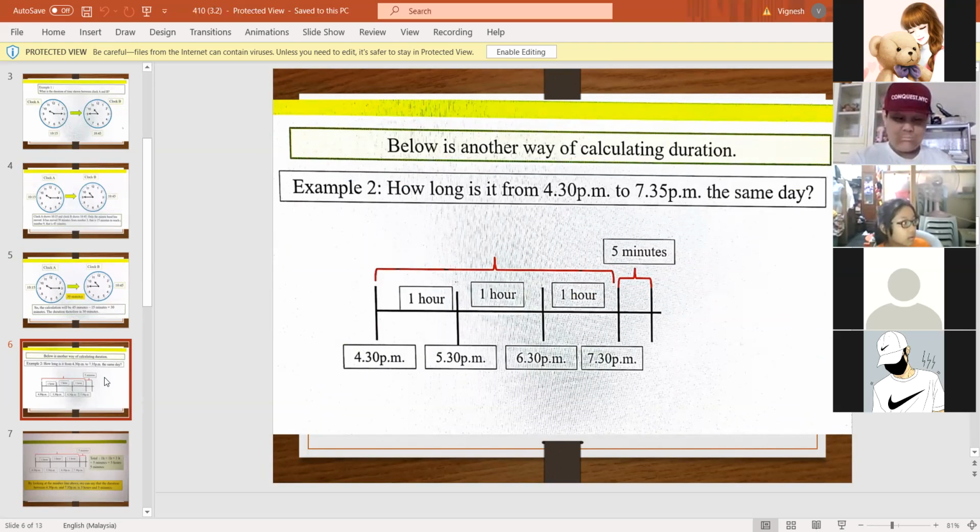Okay, below is another way of calculating duration. How are we going to calculate this? For example, how long is it from 4:30 p.m. to 7:35 p.m. the same day? I'm not telling you it's for the next day, it's on the same day. Please remind me later if the remaining time is less than 1 minute.